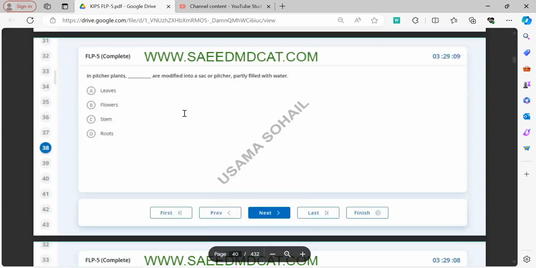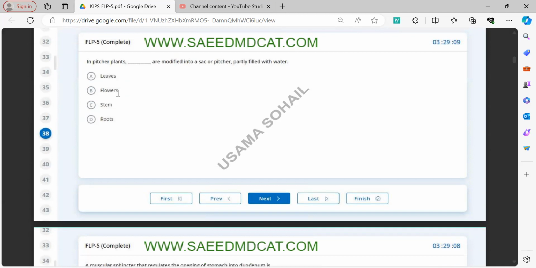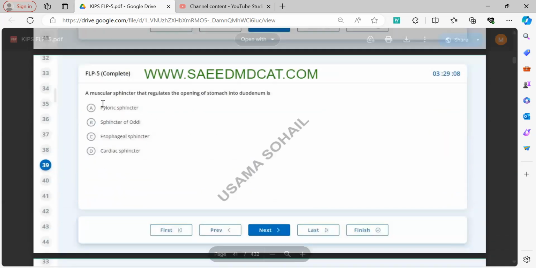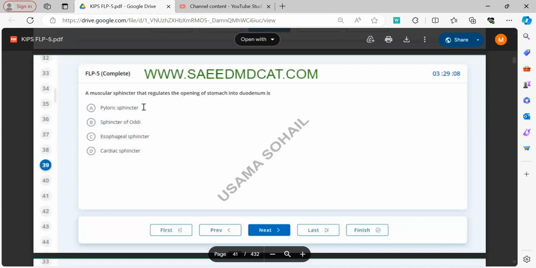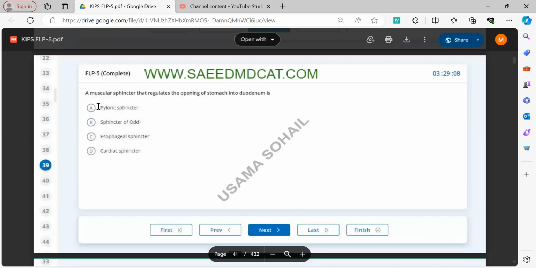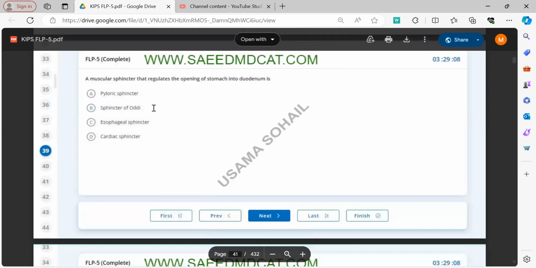In pitcher plants, leaves are modified into a sac partly filled with water, so that they can help to trap any organisms which they capture. In question number 39, the pyloric sphincter is the sphincter that helps to regulate the opening from the stomach to the duodenum, and thus the food is periodically released into the duodenum.